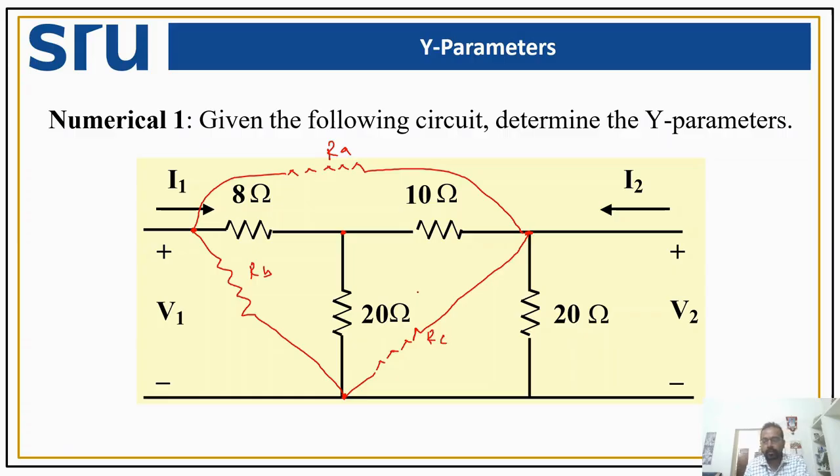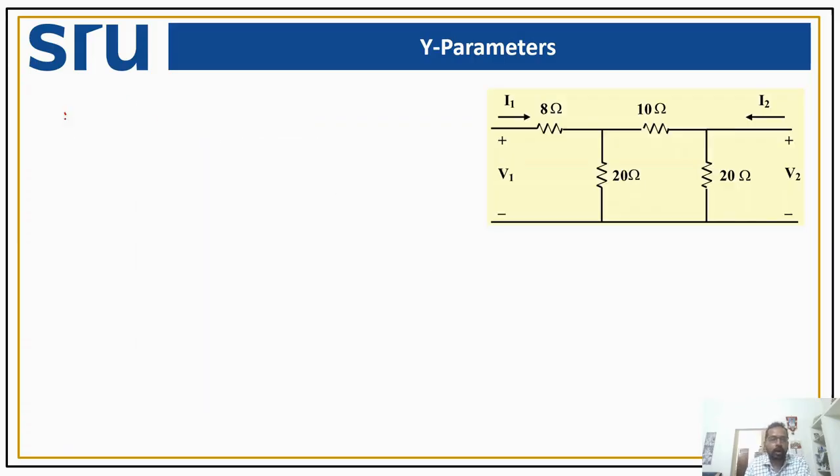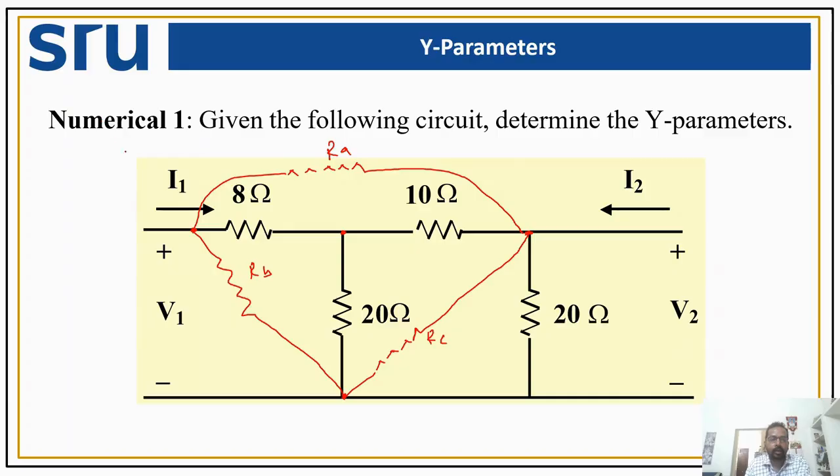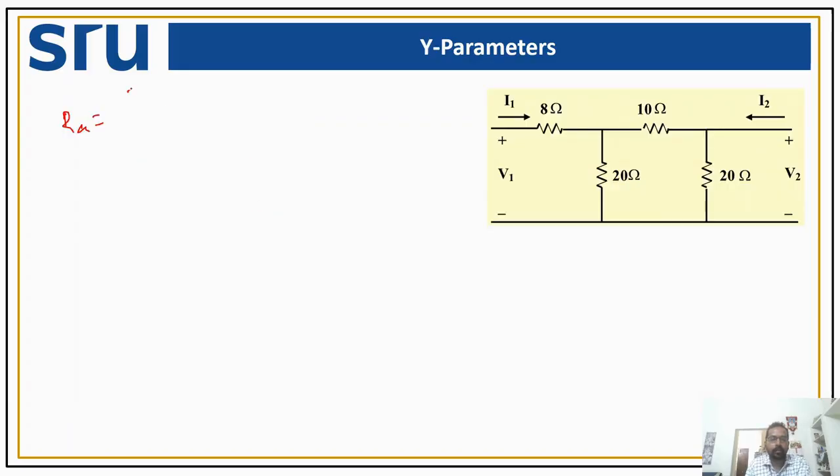So now let us compute first RA. So how can we compute RA? It is the sum of the product of two resistors. So 8 into 10 plus 10 into 20 plus 20 into 8 divided by the opposite resistance. That is, the opposite resistance of our RA is 20. So it is divided by 20.